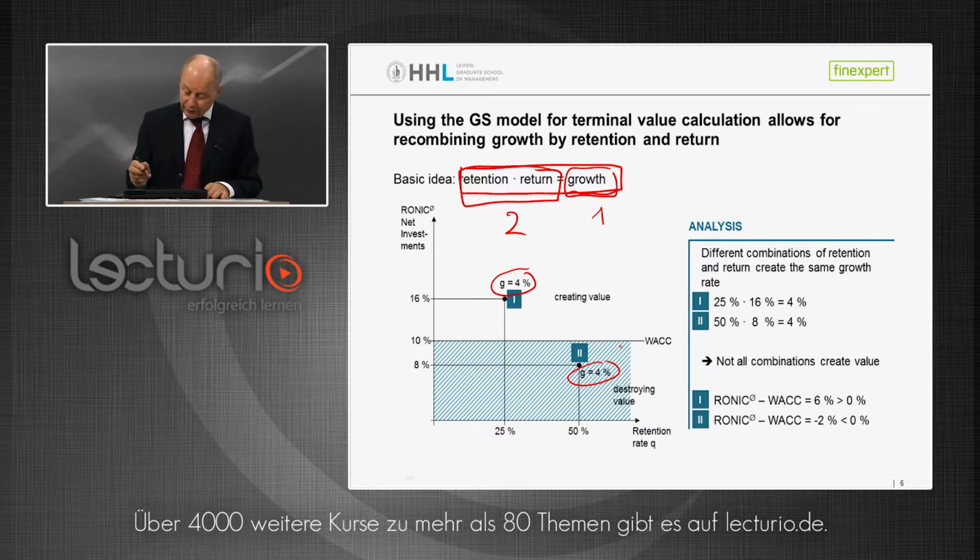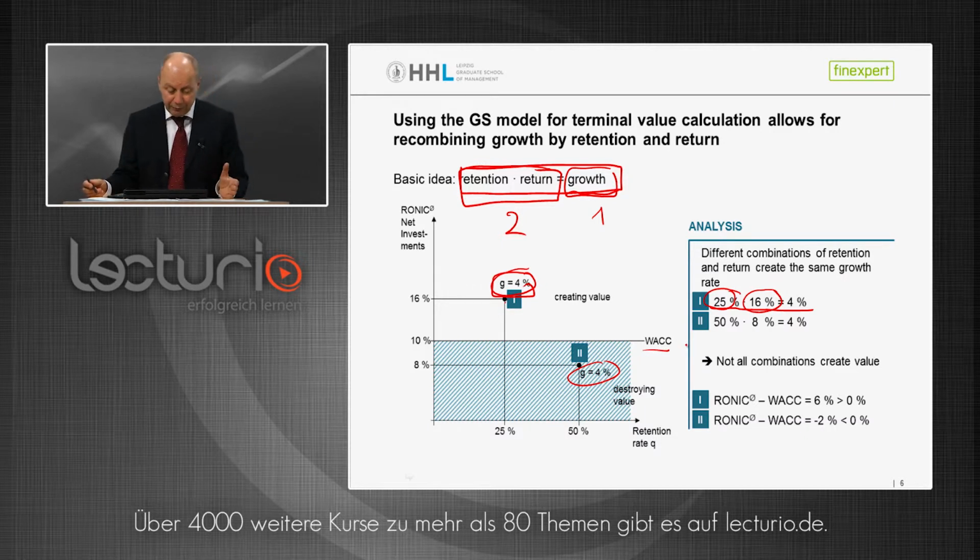So here you see the first combination is a positive one for the shareholders. We have a rather low retention rate, 25%, and a rather high rate of return of 16%. Both combined yield a growth rate of 4%. If we assume a WACC of 10%, then this type of growth of 4% is creating value for the shareholders because we earn an excess rate of return here of 6% above our cost of capital.